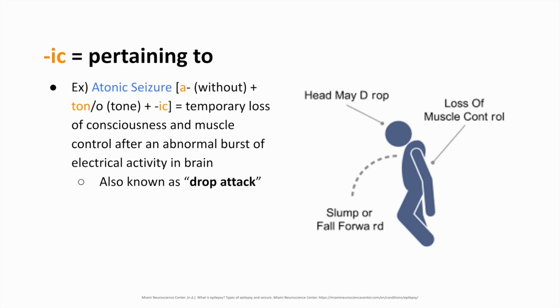But it's when your brain has too much electrical activity and it kind of burns the brain, and the brain just stops functioning. That's what happens when a seizure happens. So atonic seizure is a temporary loss of consciousness and muscle control after an abnormal burst of electrical activity in the brain. In other words, seizure.